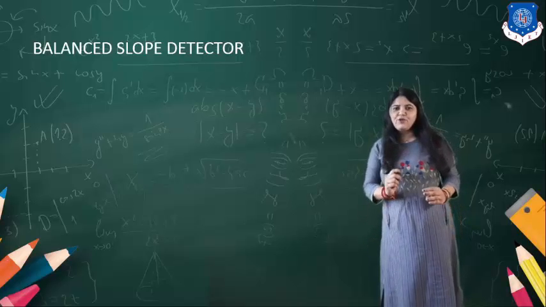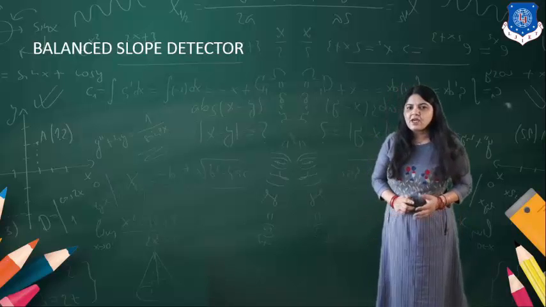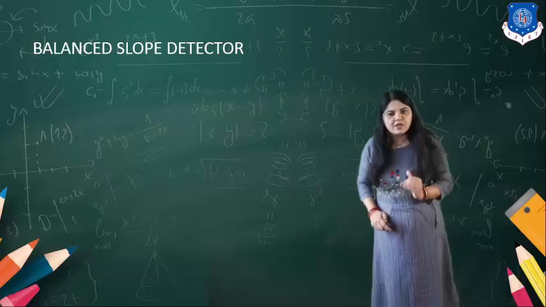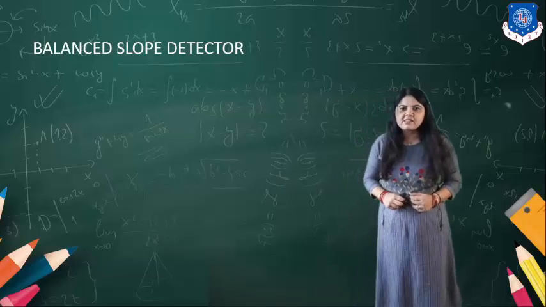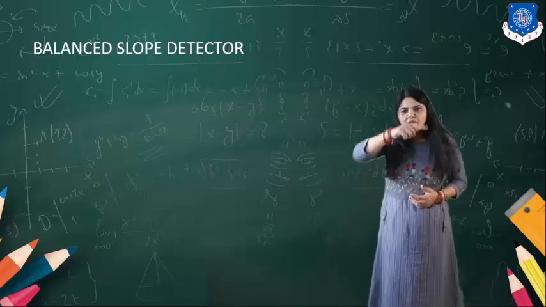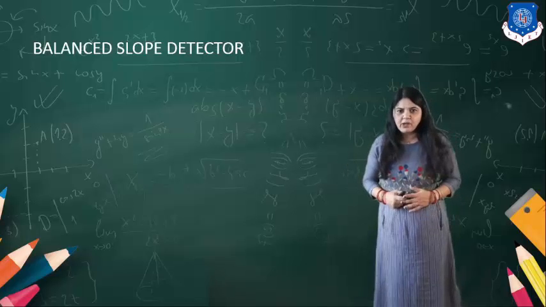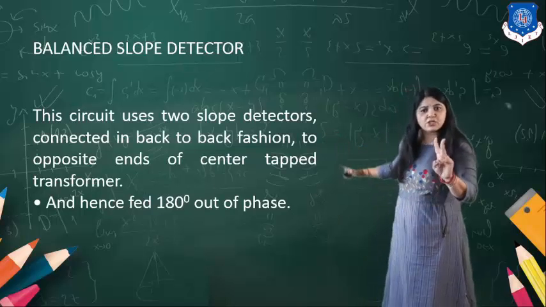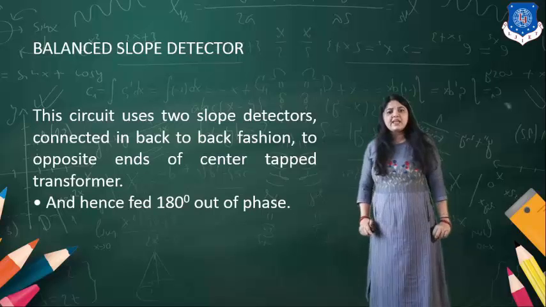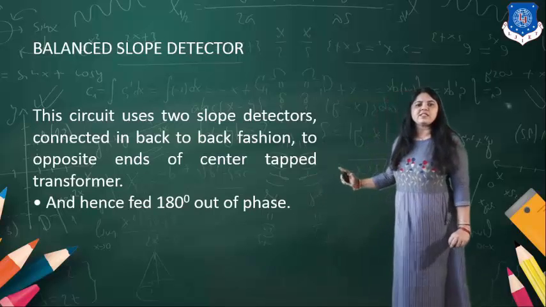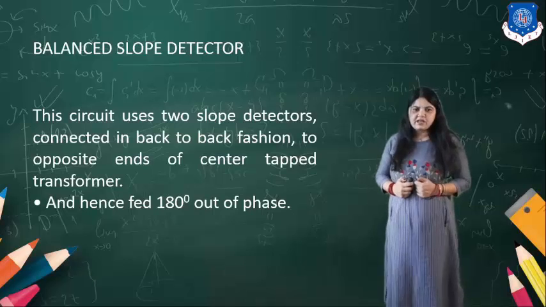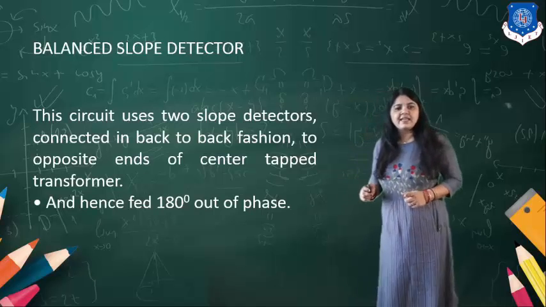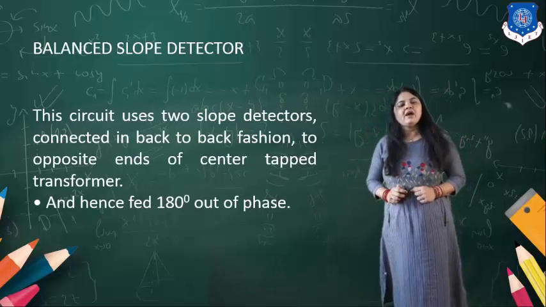As you know, if you connect only one diode, then what happens? It charges one time for all the positive values, and the rest of the time it is reverse biased, so we are getting only a few portions of our wave. In the balanced slope detector, the circuit uses two slope detectors connected back-to-back to opposite ends of the center-tapped transformer, and hence we can have an output that is 180 degrees out of phase.